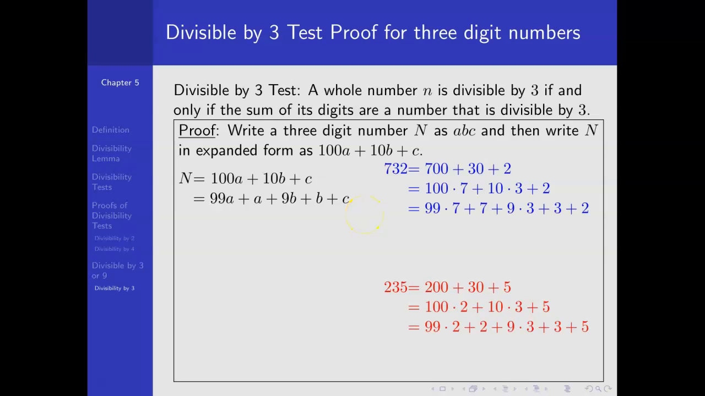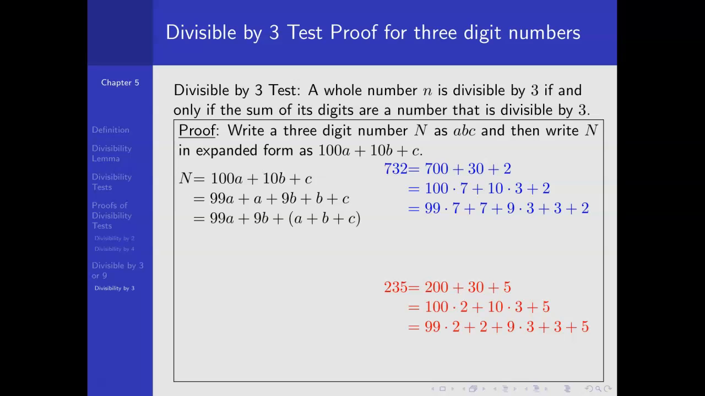All right, now we're going to do that with our examples. So 100 times 7, we're going to break it up into 99 times 7 plus 7. And then 10 times 3 into 9 times 3 plus 3. We're going to do the same thing with 235. We get 99 times 2 plus 2, and then 9 times 3 plus 3.